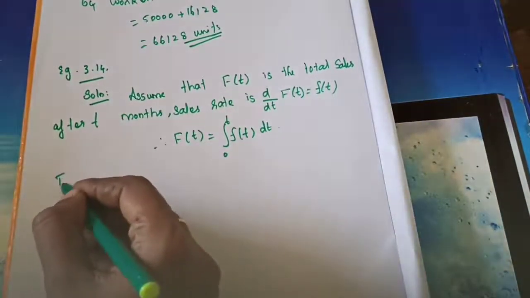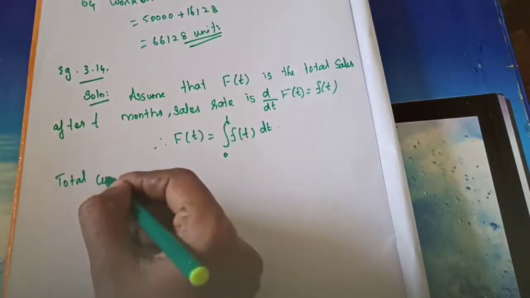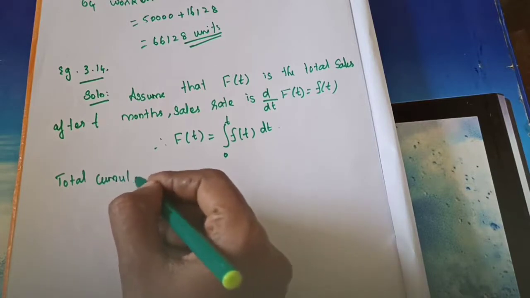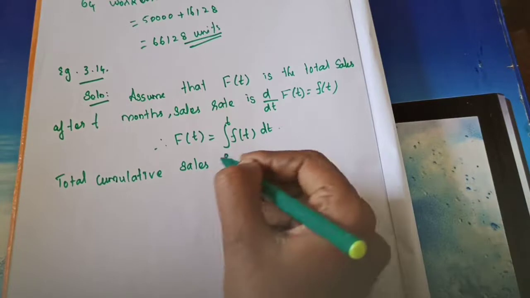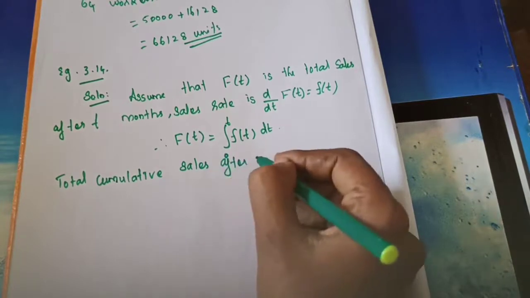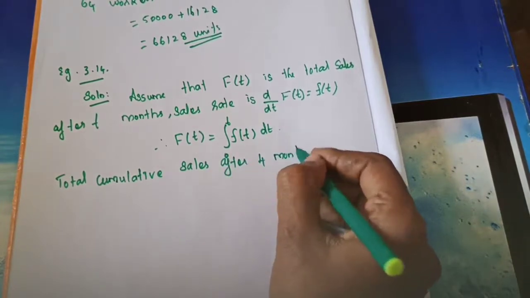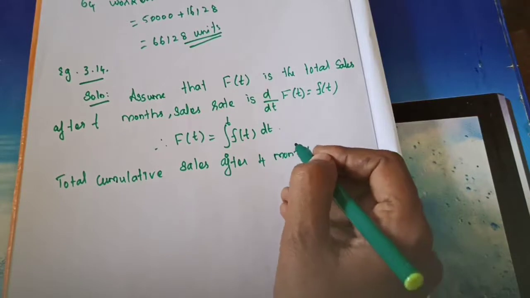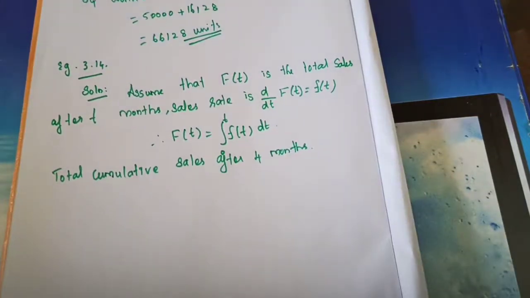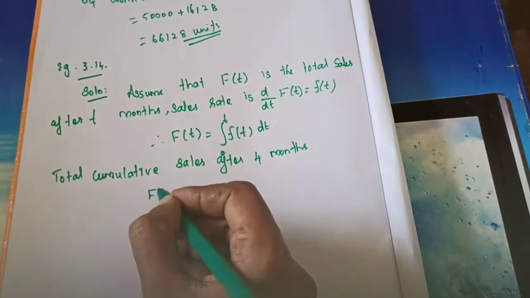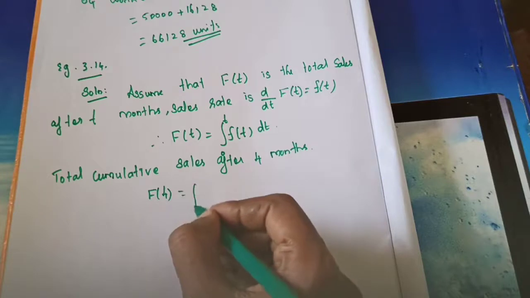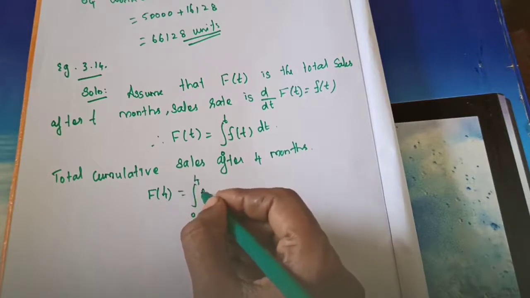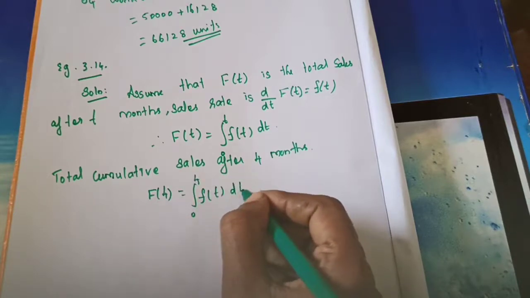So total cumulative sales after 4 months you need to find. Okay, after 4 months means the limit is from 0 to 4. The meaning is after 4 months means the limit is from 0 to 4. So substitute capital F of 4. In the place of t also 4. So in the place of t is 4, is it right? So 0 to 4 f of t dt.